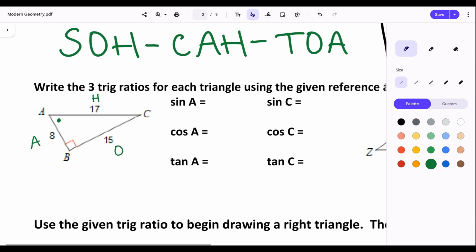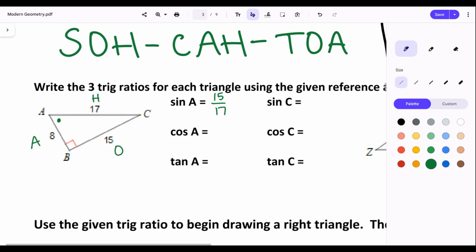But so sine of A, if I think about sine up here from my SOH part, that's the opposite side over the hypotenuse. So my opposite side I said was 15, my hypotenuse was 17. So I'm going to put 15 over 17. Okay, now if I could, I would reduce this fraction.